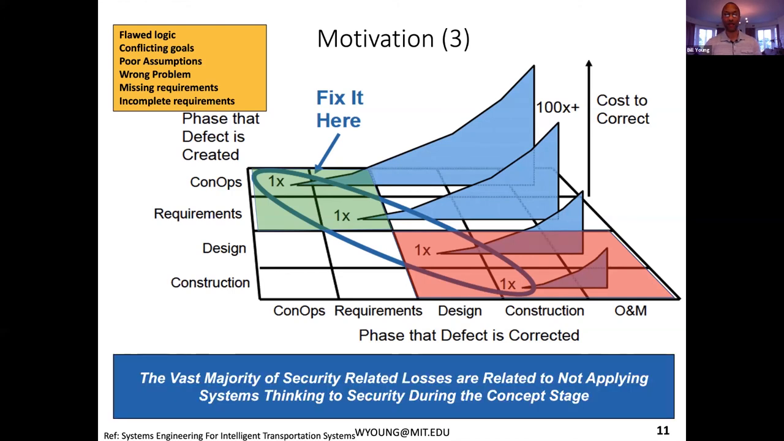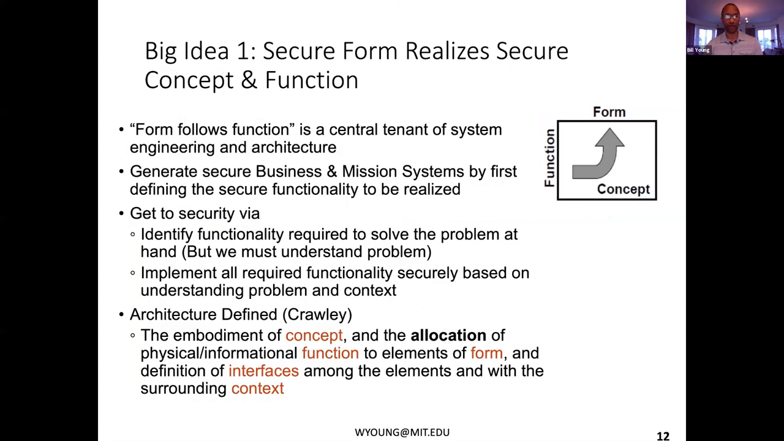Which leads me to highlight the fact that the majority of our losses can be prevented or mitigated by doing this type of thinking up front. Why? Because those things in that call out are going to result in attack surface. And so if we can get rid of features and reduce complexity and reduce attack surface, we're going to produce safer, more secure systems. So here's the big idea, the first one.